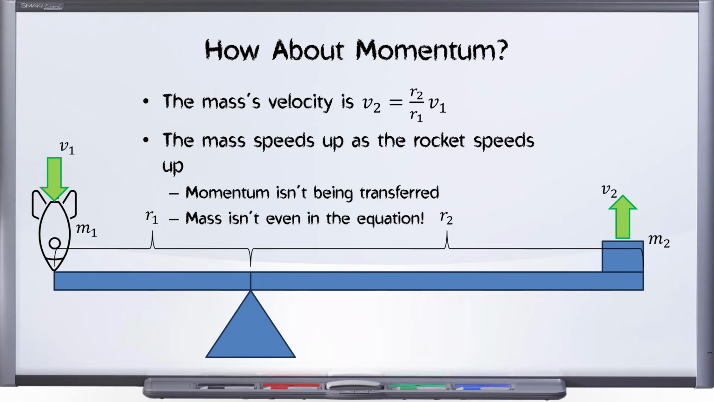In fact, this equation that we had doesn't even have mass in it. Momentum is mass times velocity, and there's no mass in this equation. It doesn't matter what the masses are. If we have this rigid beam, we have to have this equation.